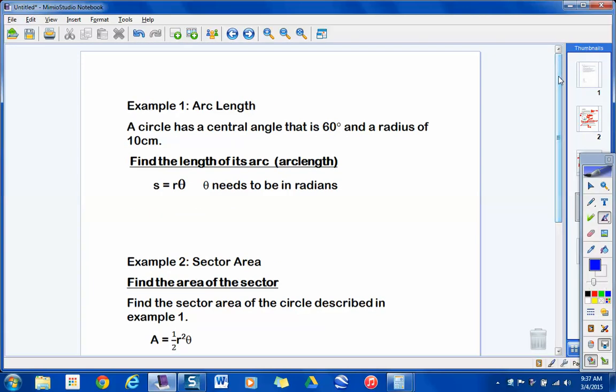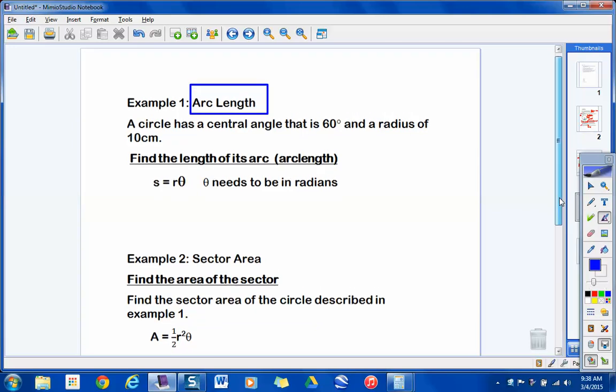Okay. All right. Example 1. Example 1 is what type of an example? Arc length. So up there it says a circle has a central angle that is 60 what? Degrees. In this section, degrees good or bad? Bad. Okay. And a radius of 10 centimeters. We want to find the length of the arc that is marked off by that central angle.